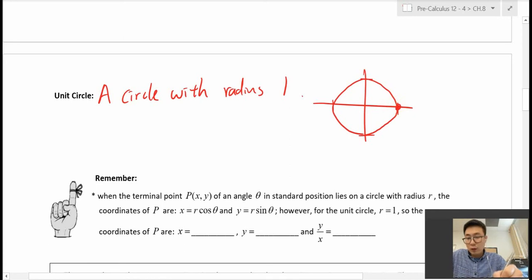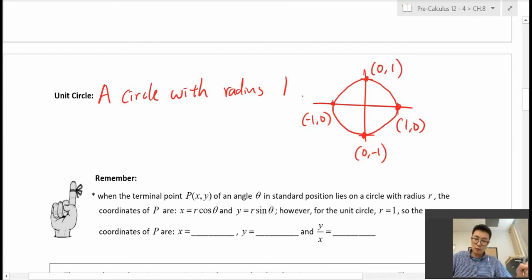Anyways, so this is a unit circle because the radius is 1, so the coordinates of these 4 points would be (1, 0), (0, 1), (-1, 0), (0, -1). So this is the unit circle, and we're going to use this unit circle to do a lot of questions.